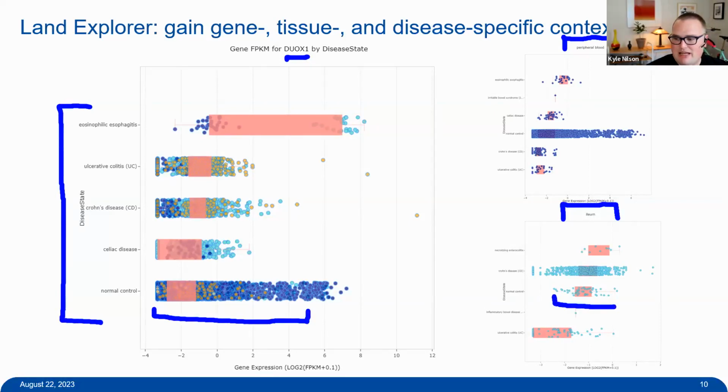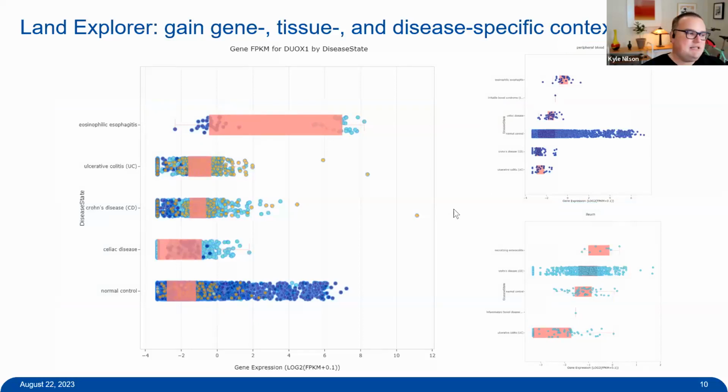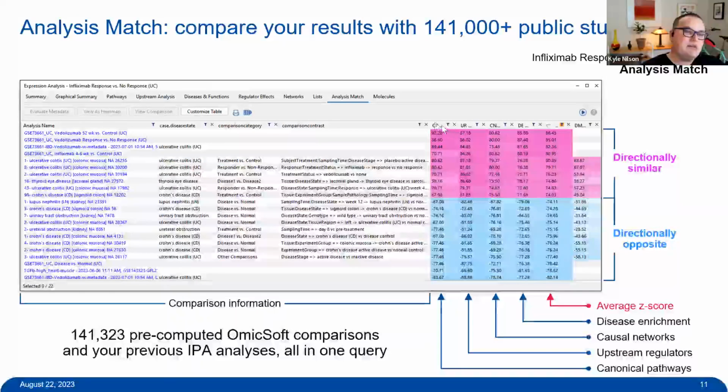So for example, if I look at the normal control in ileum, I can see that there appears to be a significant difference in the expression of this gene between ulcerative colitis and normal control. So Land Explorer is a separate tool that you access through IPA, and that's something that I'll show you how to do. The other tool that I want to show you about today is Analysis Match.